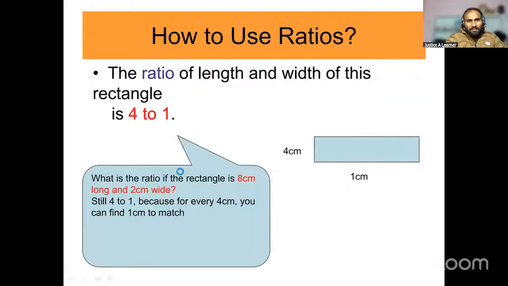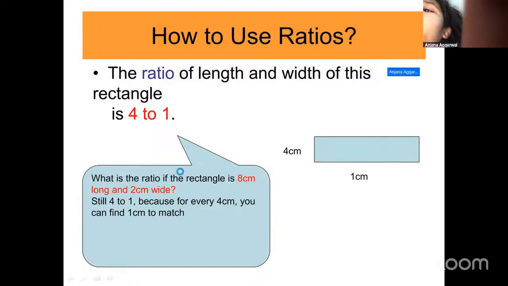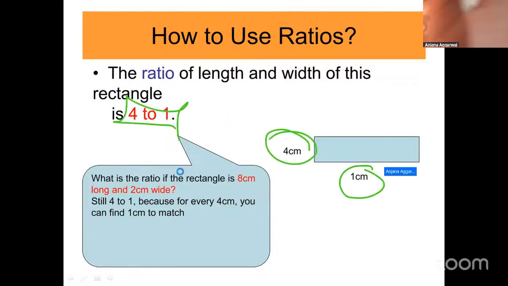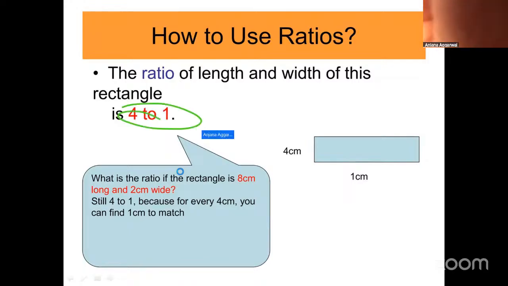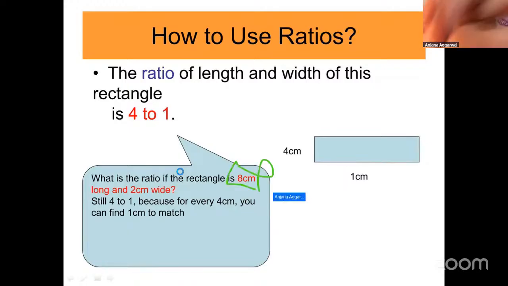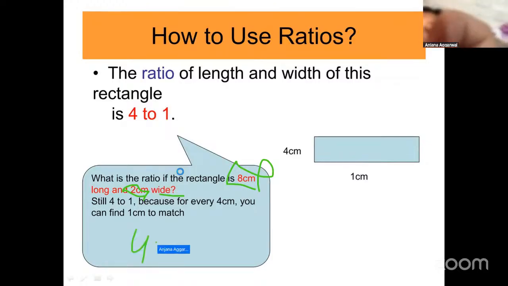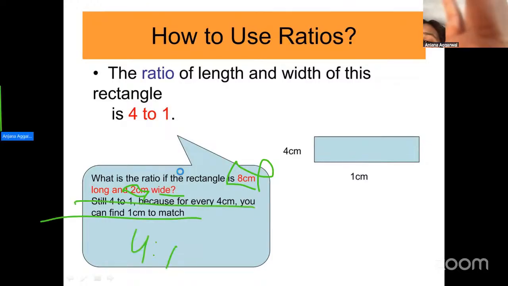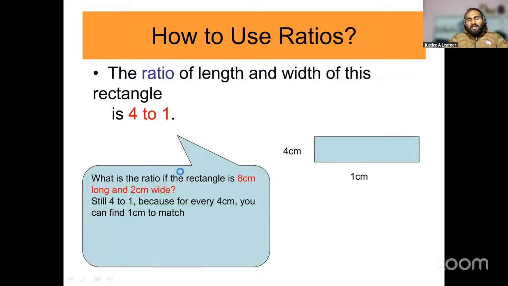How to use ratios. The ratio of length and width of this rectangle is 4 to 1: 4 centimeters, 1 centimeter. What is the ratio if the rectangle is 8 centimeters long and 2 centimeters wide? It is still 4 to 1, because for every 4 centimeters you have one. I don't understand the last line. That is the simplest form of 8 to 2.